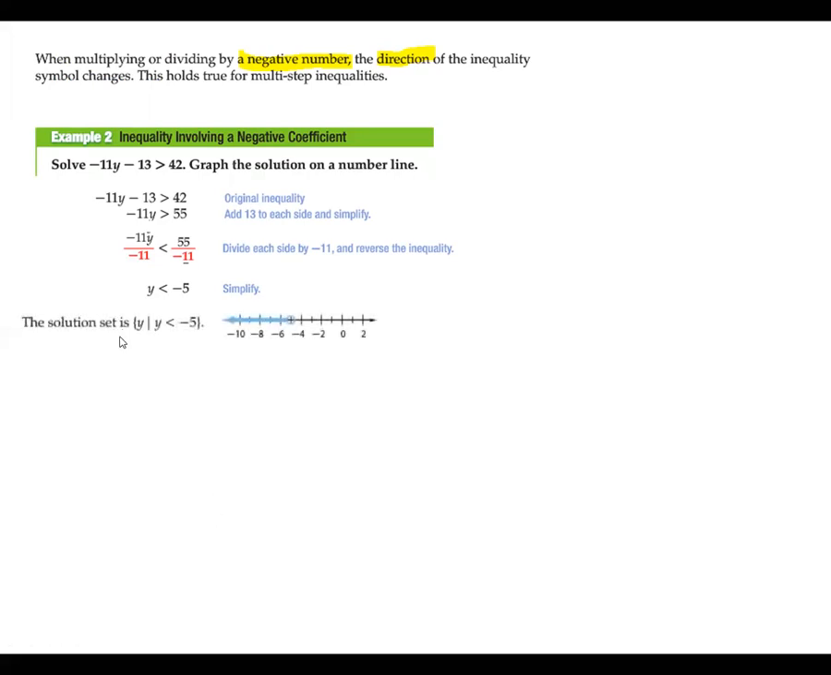Okay, well first, since there's a variable only on one side, I get the variable by itself. So I have to add 13 to both sides. And I get negative 11y is greater than 55. Then divide both sides by negative 11. Notice the direction of the inequality symbol is reversed because we divided by a negative. So y is less than negative 5. And here's the answer in Set Builder. Notice open circle at negative 5, shade to the left.